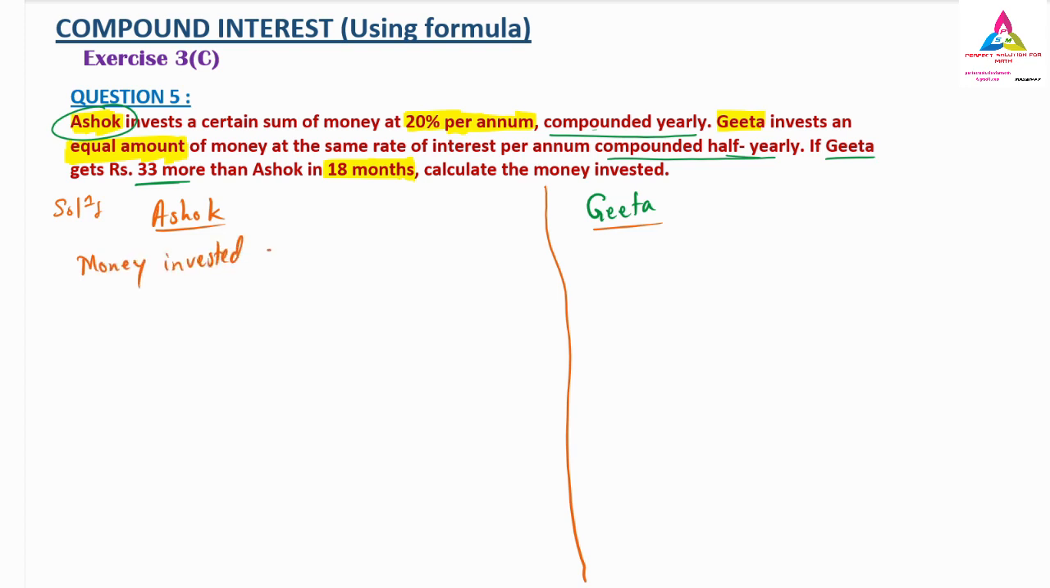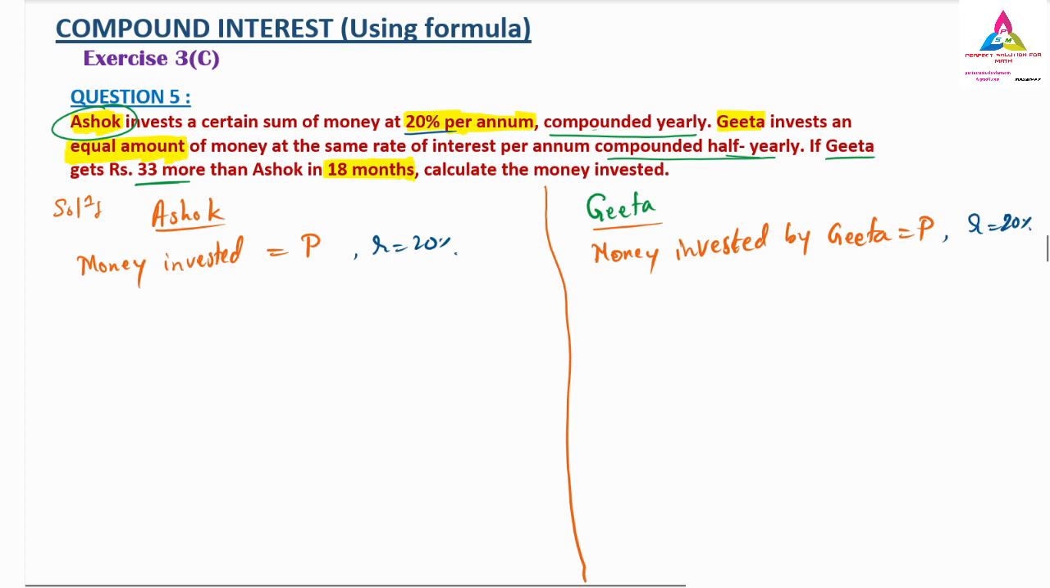Money invested by Ashok is P, and the money invested by Geeta is also P, because both of them are investing the same amount of money. Next, the rate of interest is also the same, so we can write that also. I will write R equals 20%, and here R is also equal to 20%. And the time being 18 months.